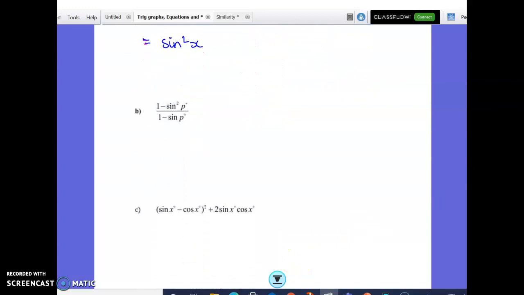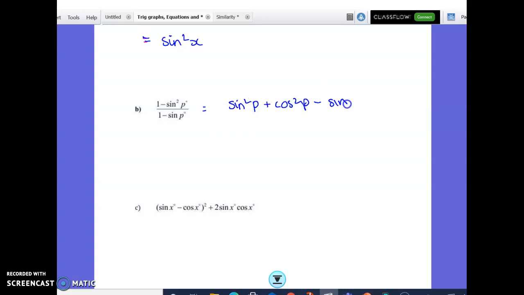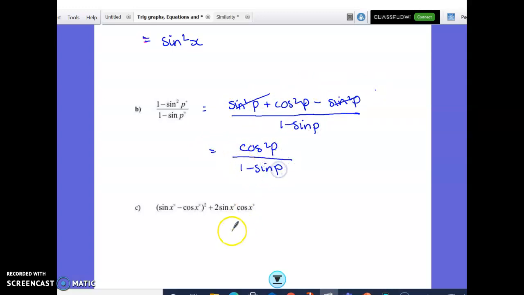B, I've got 1 minus sine squared p over 1 minus sine p. Okay, the second one then, we've got 1 minus sine squared p. I'm going to replace my 1 on the top line with sine squared p plus cos squared p. I'm not going to do it on the bottom line because it doesn't have a squared in it, so that won't simplify it down any. So I'm just going to leave that bottom line as 1 minus sine p for now. Sine squared p are going to cancel out, so that leaves me with cos squared p over 1 minus sine p. Actually, nothing else I can do with that one, so it's just going to stay just like that.